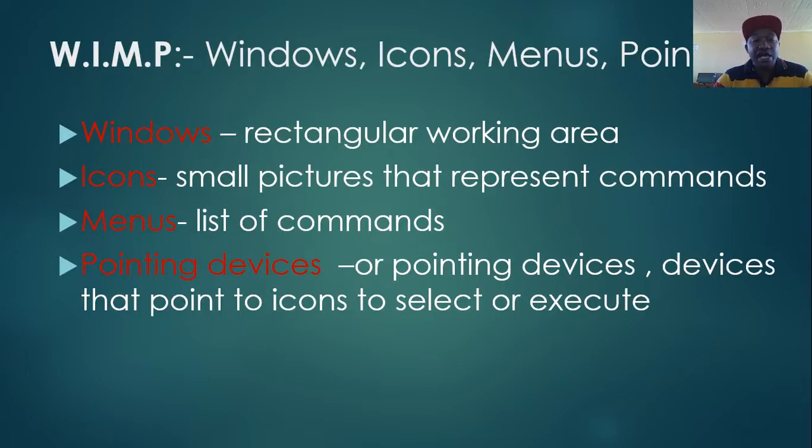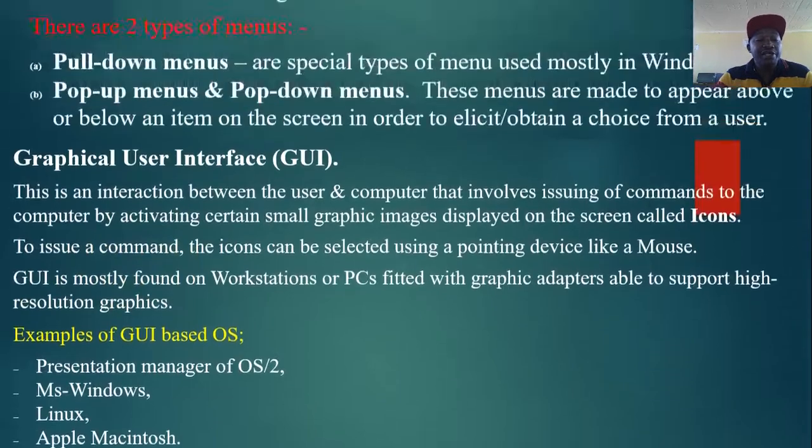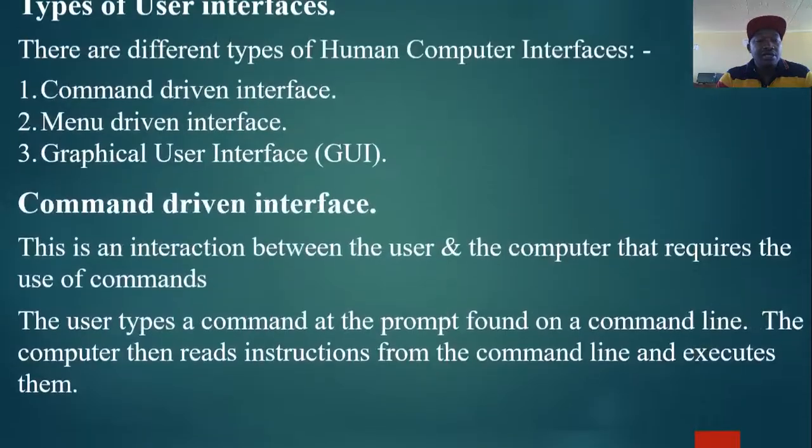We usually have the acronym WIMP, W-I-M-P. W stands for windows. Windows are rectangular working areas. Icons are small pictures that represent commands. Menus refers to a list of commands. And P stands for pointing devices. These are devices like mouse, joystick, and such, which help you to manipulate and be in a position to work with the graphical user interface.